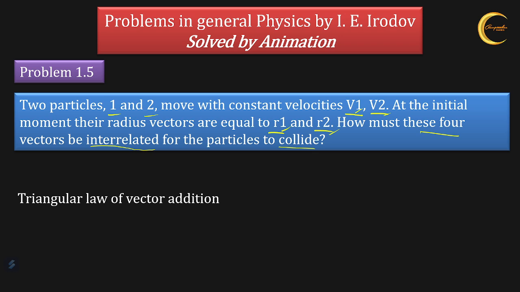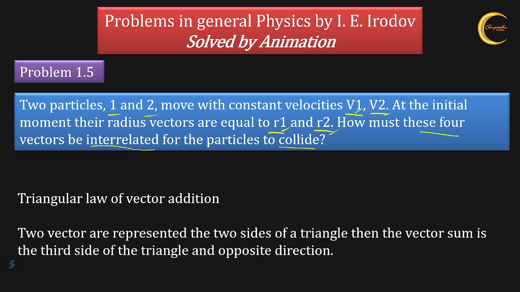The first is the triangular law of vector addition. Two vectors represent two sides of a triangle. Then the vector sum is the third side of the triangle, in the opposite direction. We can say vector A plus vector B equals the resultant vector R.